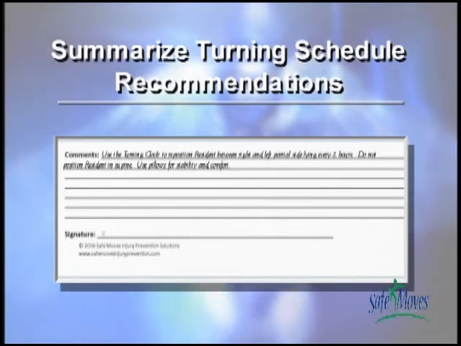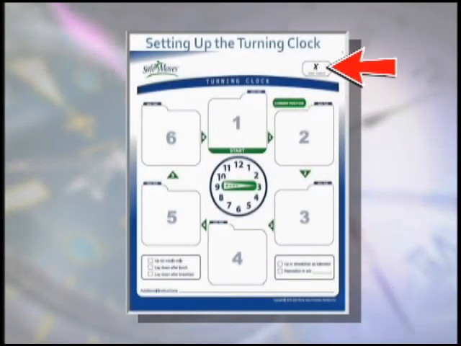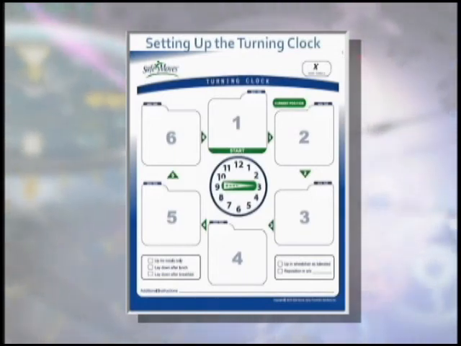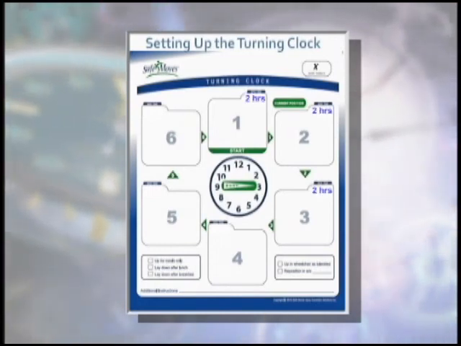Now that you have completed the summary, you are ready to use the results to set up the turning clock. Now it's time to set up the board using the results of your assessment. First, add the client's room number at the upper right-hand corner of the board. Next, add the maximum time for each position in the Max Time tabs.